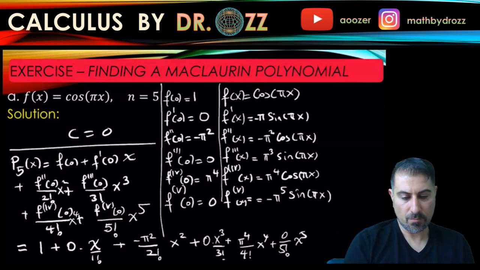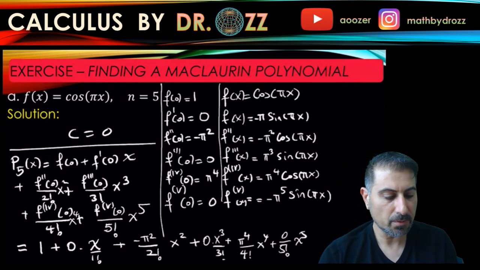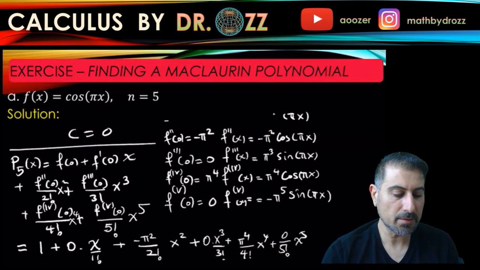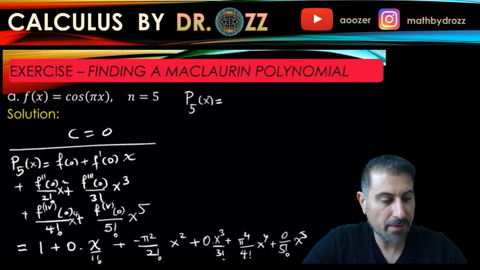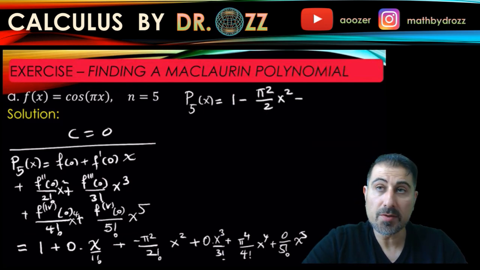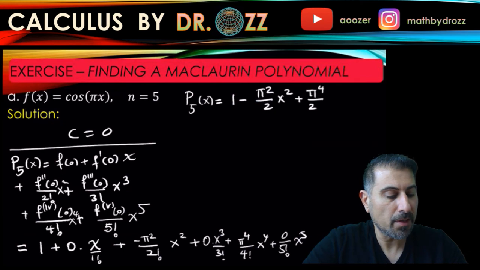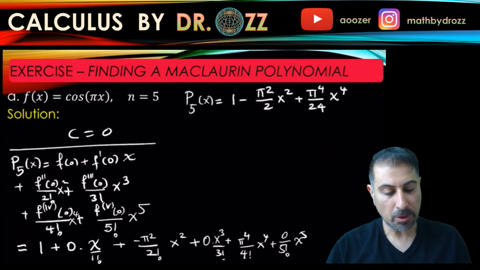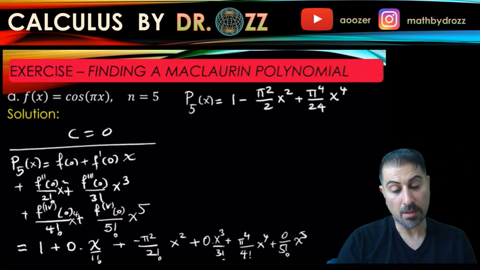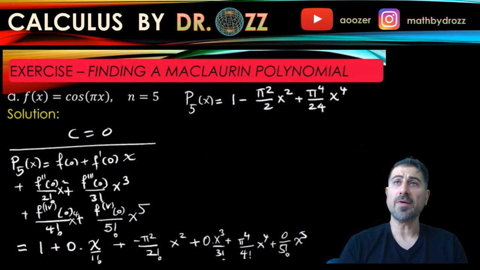So let me just erase this part so that we can list those only here. So you have 1 minus pi squared over 2 x squared plus pi to the 4th divided by 24 x to the 4th. So the MacLaurin expansion of cosine pi x, keeping the terms up to n equals 5, gets you to a polynomial of order 4.